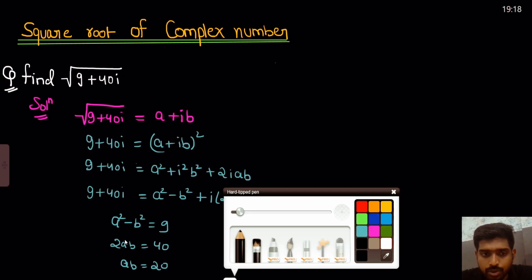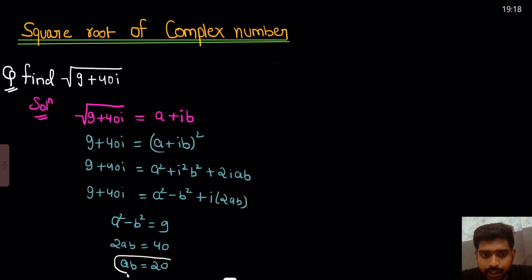Now we'll solve these two equations and try to find the values of a and b. If we look at these two equations, here a multiplied by b is a positive number, so we can say that a and b are of the same sign. Got it? And a square minus b square is equal to 9, so a is of big magnitude and b is of small magnitude. Then only a square minus b square we are getting positive. Right? So here, tell me which two numbers multiply to 20.